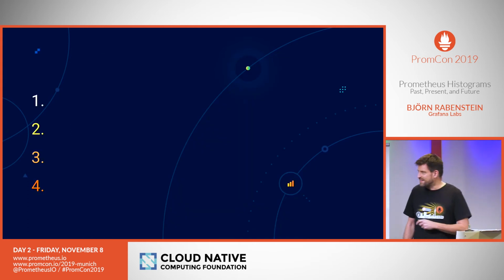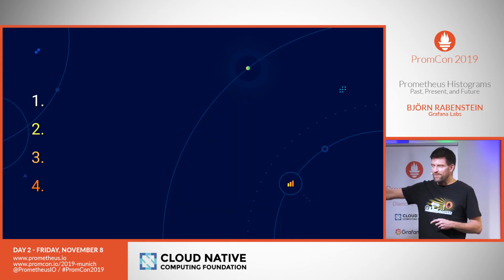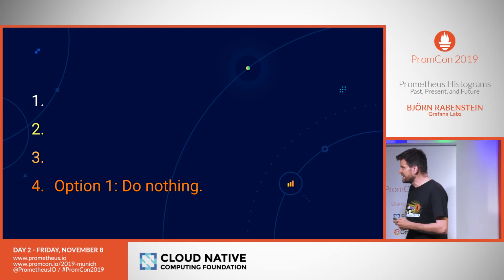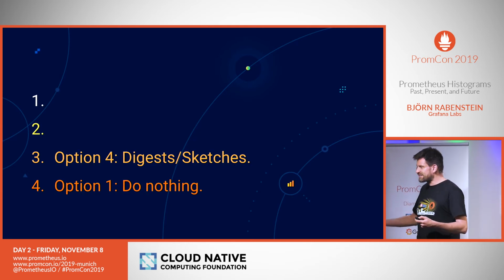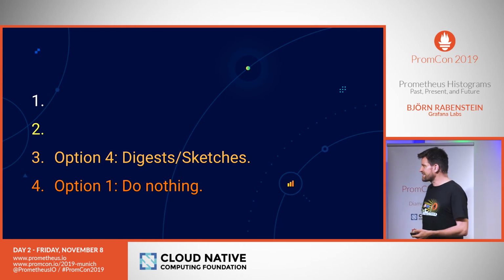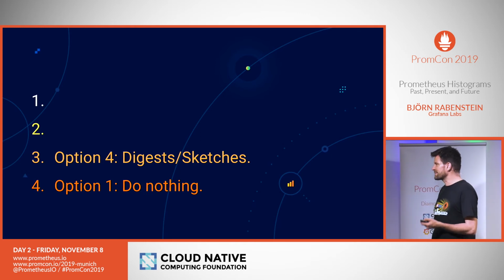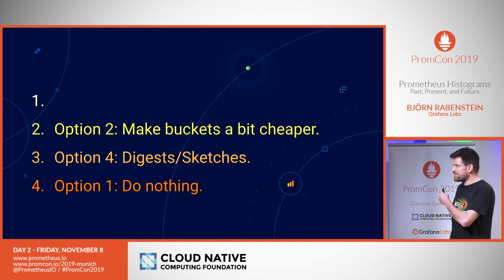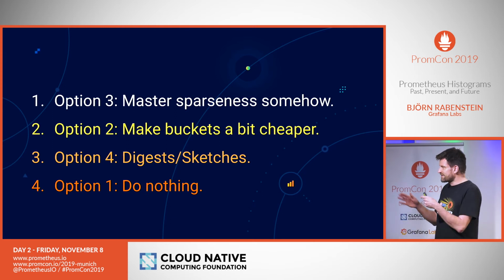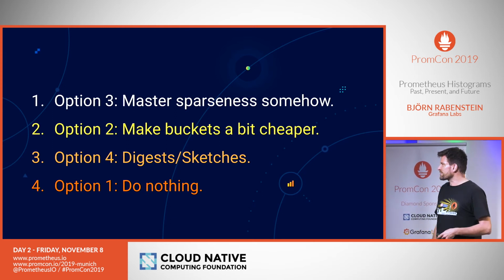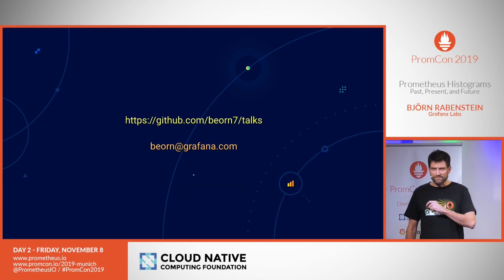So, quickly my hit list, the 4 options. We do isolation anyway. Do nothing, I already said that, I don't like that. Digest sketches: fascinating, super nice science and mathematics, but I think it doesn't help us, and it kind of weakens where we are strongest. Make buckets a bit cheaper: if we can do nothing else, I want to do this, but I would really like to do this in the near future to work on this sparseness problem, and if we can master that, we can do something like that. Okay, thank you.